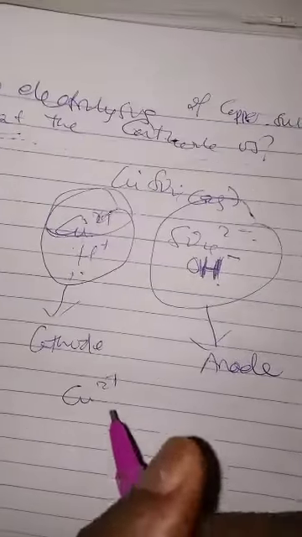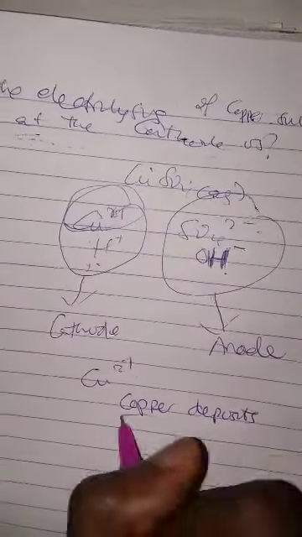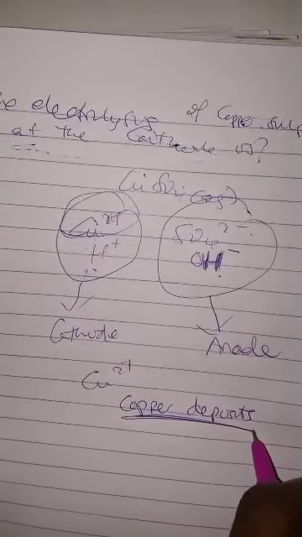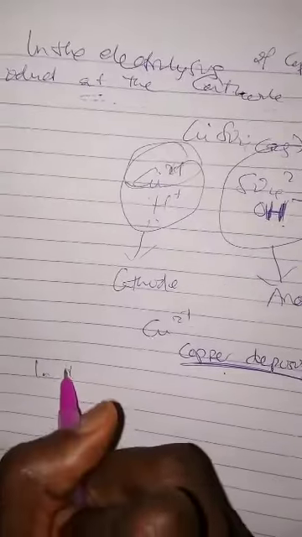They said what's the product? It is what? You say copper deposits. Do you get it now? So the product at the cathode is what? Copper deposits. Let's take another one now.